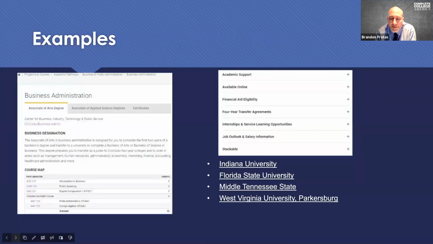And finally, we have some examples for you to see. When we share this PowerPoint, you'll be able to click on the links to schools such as Indiana University, Florida State, Middle Tennessee, and West Virginia, Parkersburg. The examples here are from the Community College of Denver.